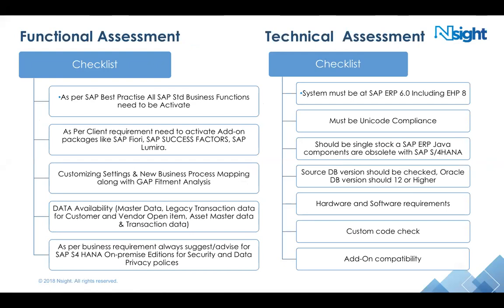So on the functional side of the assessment, some of the checklist items are, of course, your standard business functions. They need to be activated. Some of the customization settings and process mapping need to be available. Data availability is one of the key things, whether your data is available and how the data will be leveraged. Now, on the functional side, some of the things you will encounter are more about the concept.